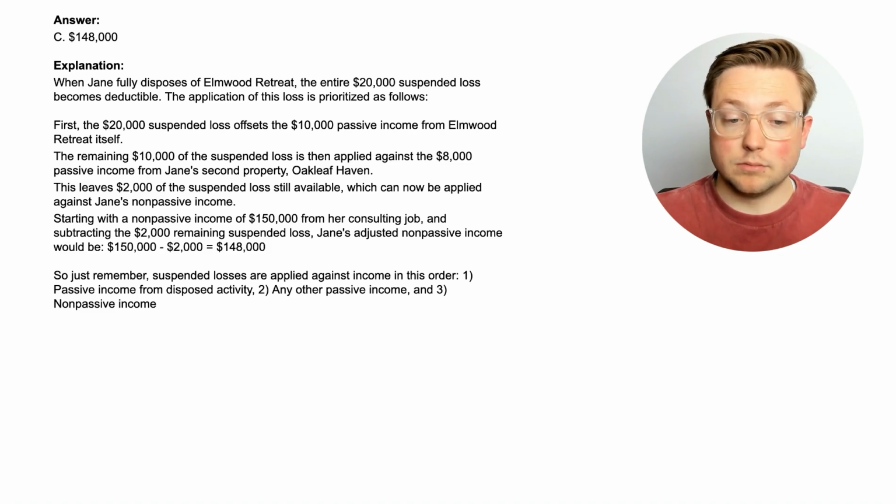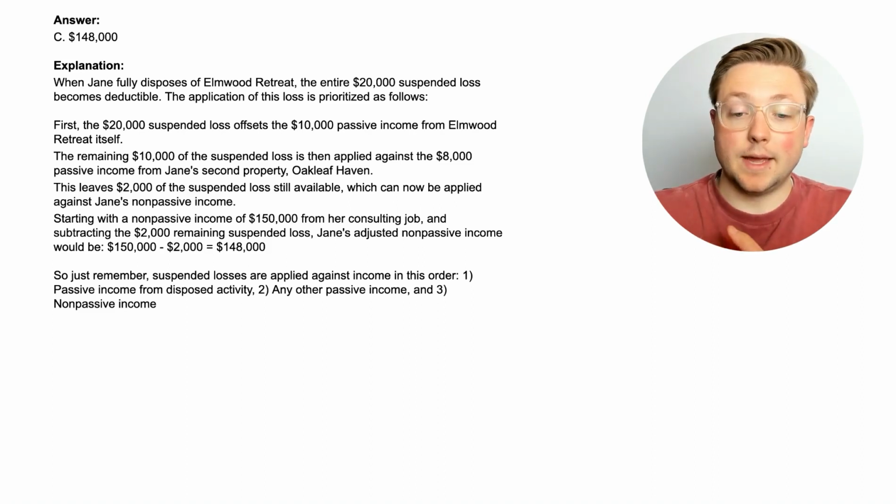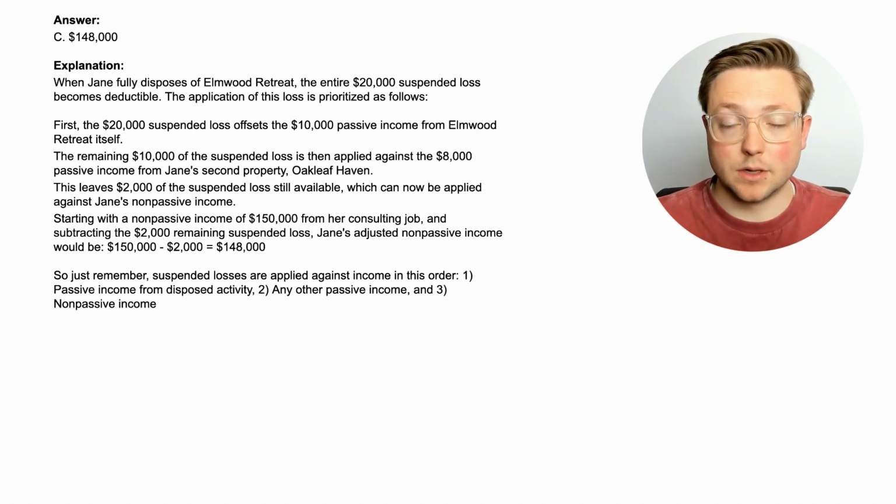So essentially, this is what we need to remember. Suspended losses are applied against income in this order. First, the passive income from the disposed activity, then any other passive income, and then finally against non-passive income. All right, let's go ahead and go to the next question.